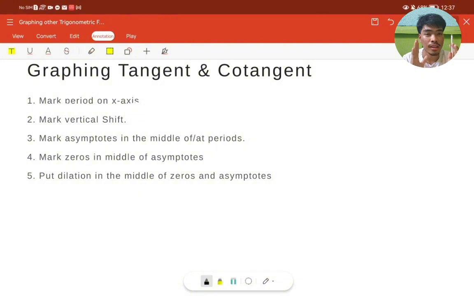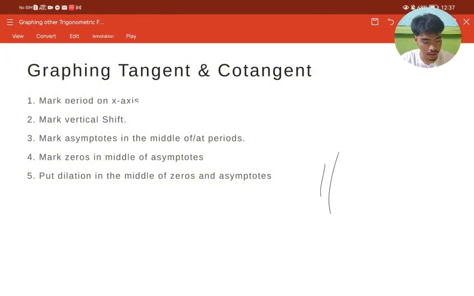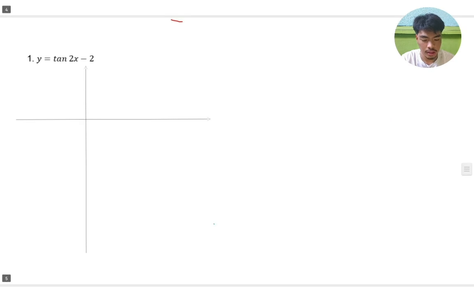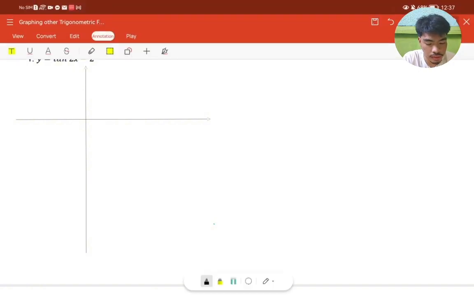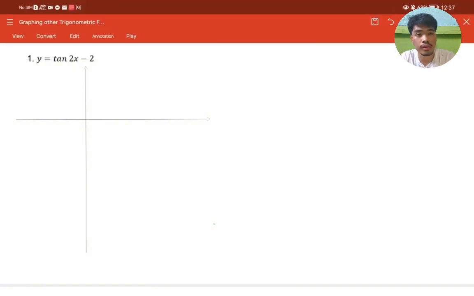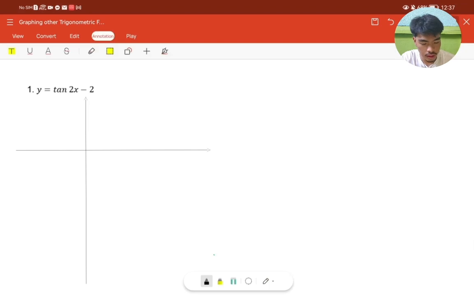Today we will analyze and connect problems. Let's look at how we break down the specific example equation from the worksheet. Number 1: we have y equals tan 2x minus 2.